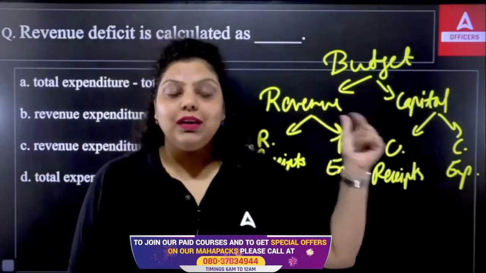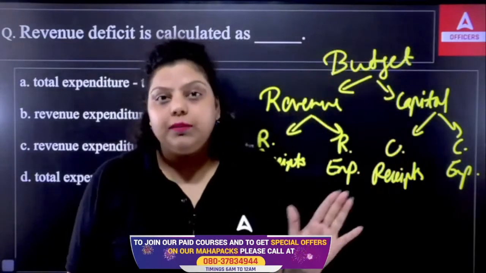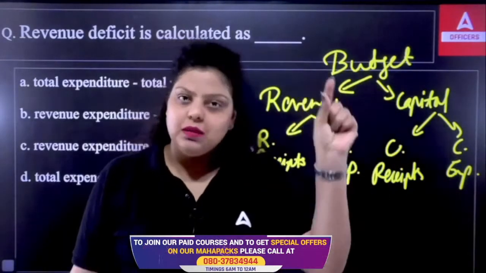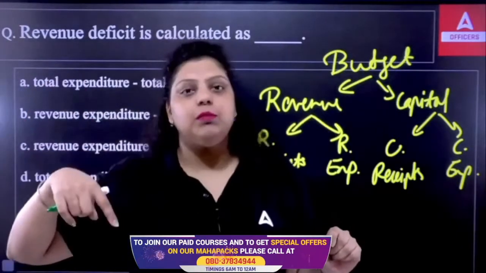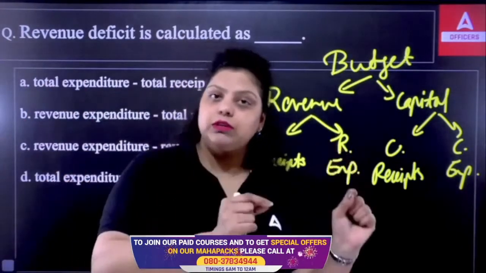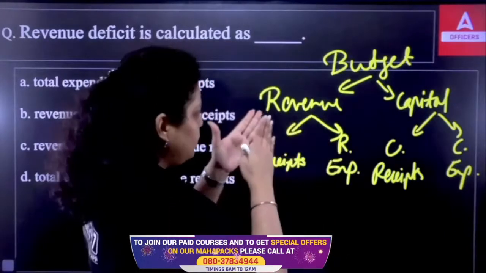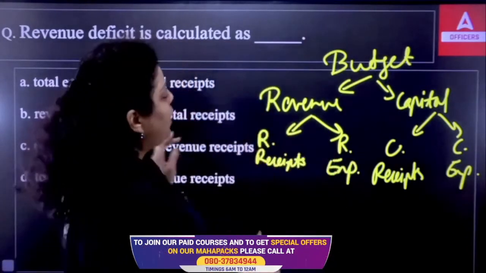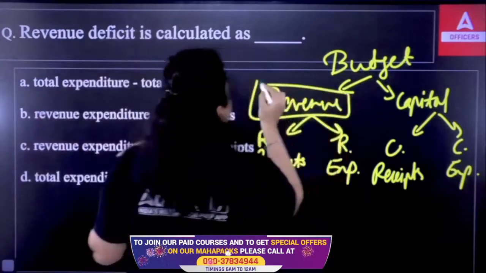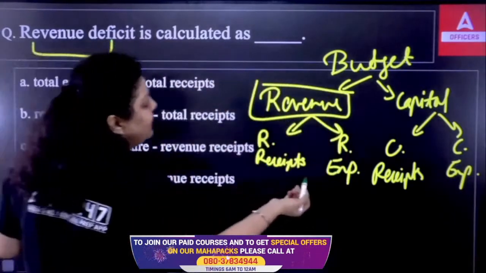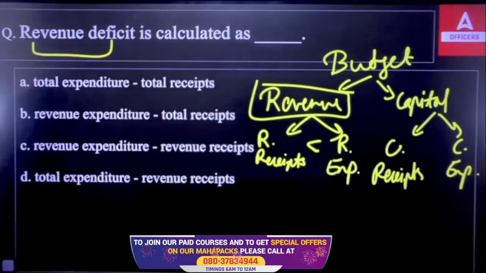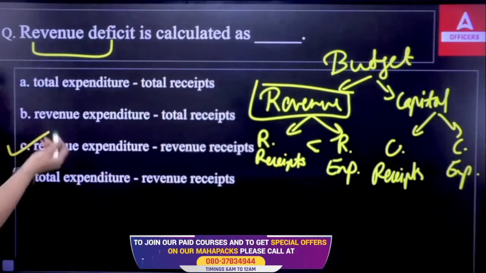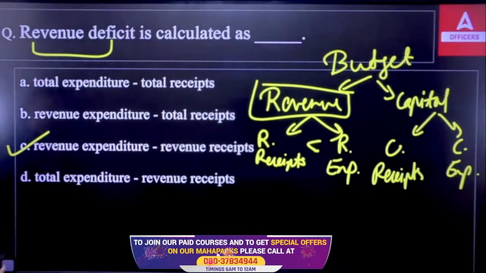If I'm calculating the overall expenditure of the government of India, I will calculate capital expenditure plus revenue expenditure. If I want to calculate the overall income of the government of India, I will write revenue receipts plus capital receipts, because the budget has these two components. Now what will be the revenue deficit? The question is asking about revenue deficit. When the revenue expenditure is more than revenue receipts, that's the revenue deficit. So the right answer will be option C.